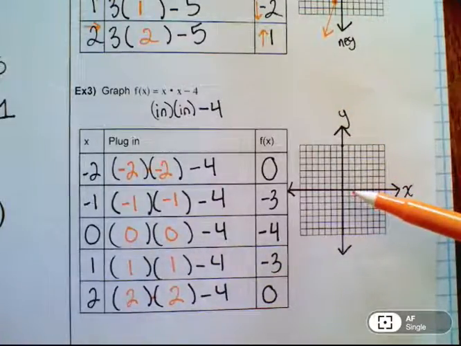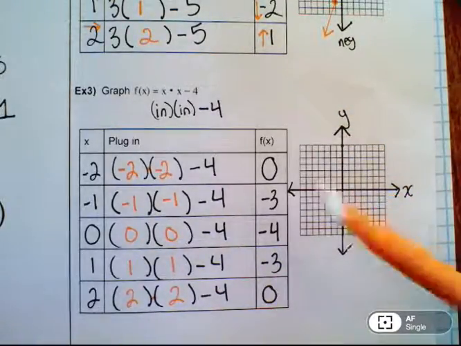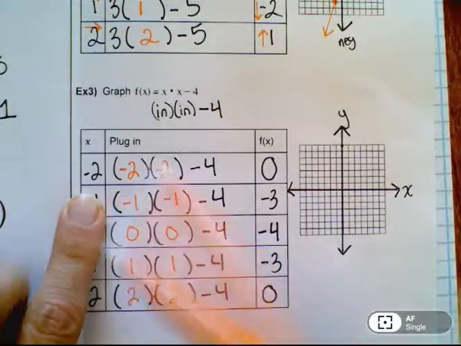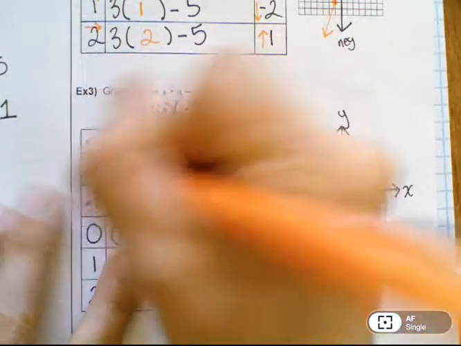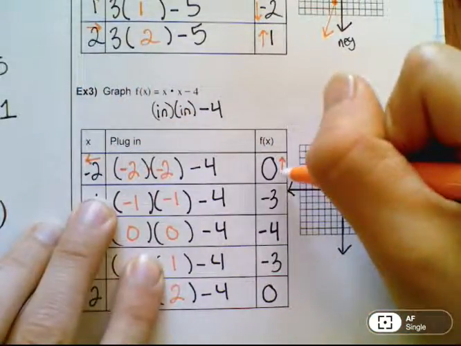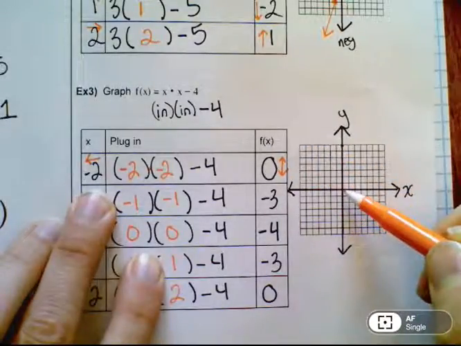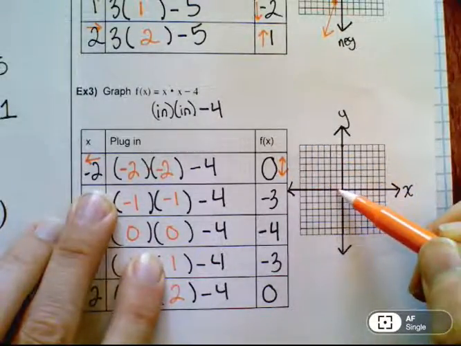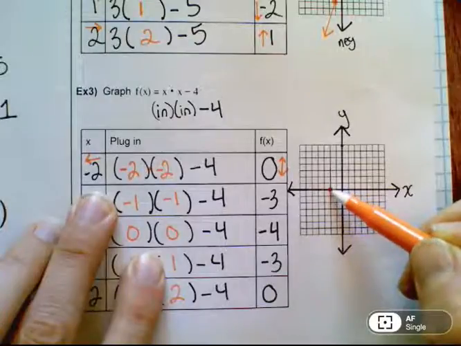Again, feel free to fast forward if you think you can do this on your own, but otherwise stick with me. If the input is negative 2, that means I'm going 2 to the left, and then I'm going up and down 0. So that's going to look like this. We start here, we go 1, 2, and then we don't go up and down. There's our point.